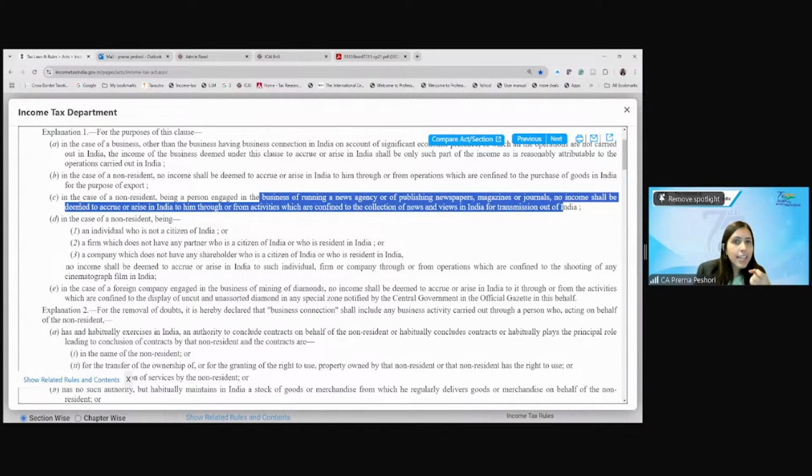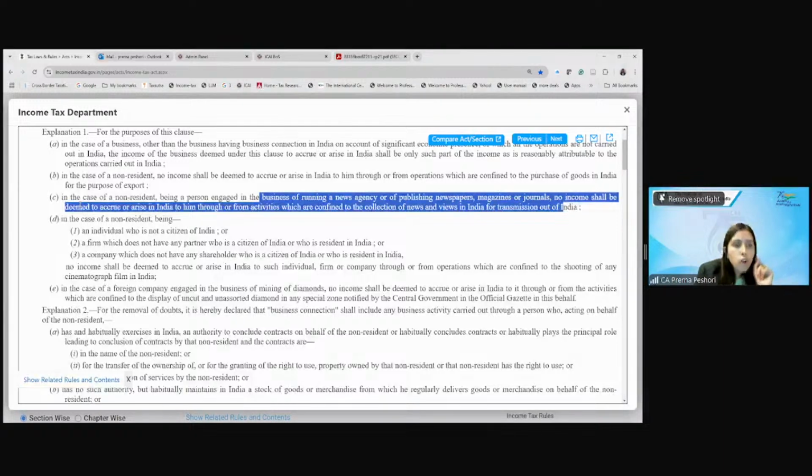BBC is running a news agency, right? For BBC, there will not be any income arising in India if it is just collecting the news in India and then transmitting globally. Discovery Channel. All of these, they will have no income deemed to accrue or arise.